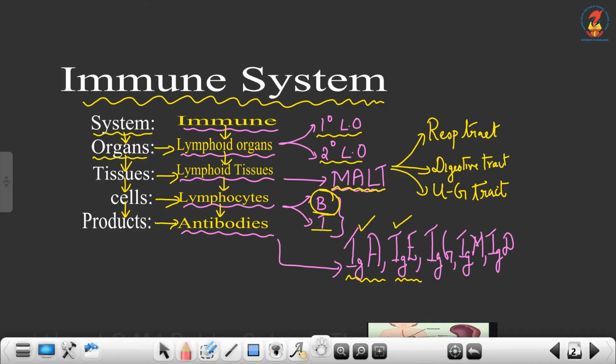After lymphoid organs come the lymphoid tissues, that is MALT, mucosa-associated lymphoid tissue, which is lining the respiratory tract, digestive tract and urogenital tract. Then I told you about the two types of lymphocytes, B and T. How are they getting their names? B gets its name from bone marrow and T from thymus, but this is misleading: both are produced in the bone marrow. Some remain in the bone marrow and the others move to the thymus where they mature.